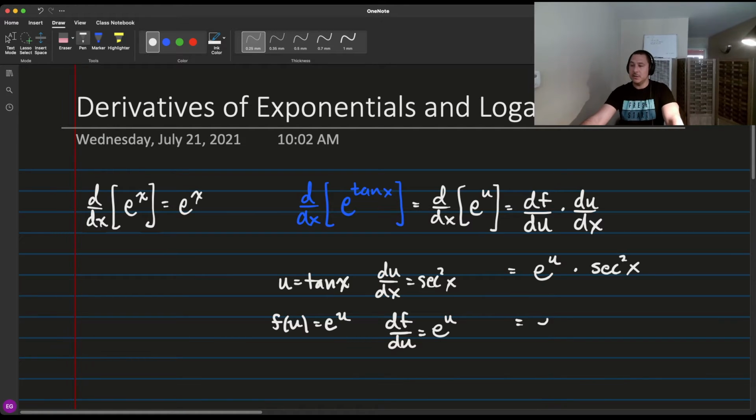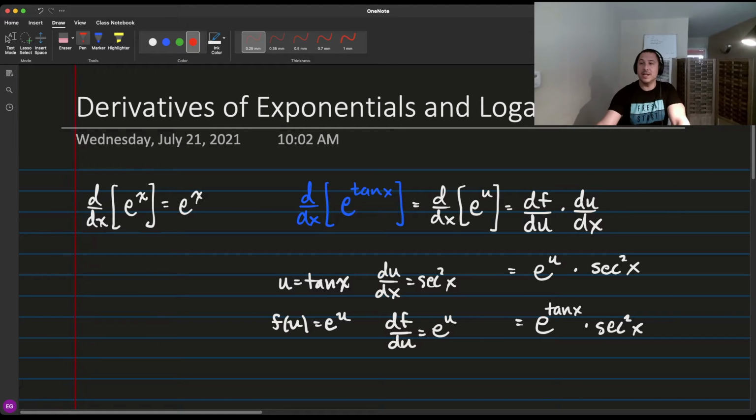Now you have to make the replacement back. So what's e to the u? E to the u is e to the tangent x times secant squared x. So the way this works is if you're taking the derivative of e to the tangent, you're just going to get e to the tangent again. And then you multiply by the derivative of tangent, which is your secant squared.